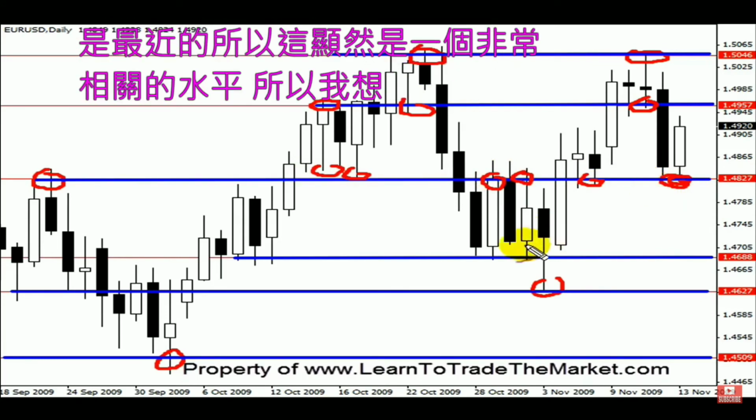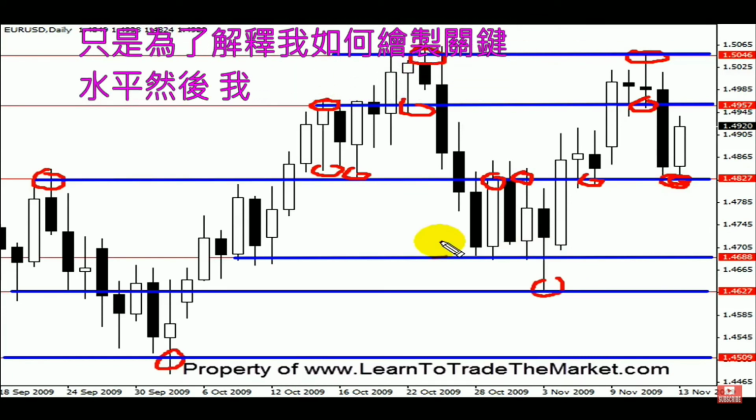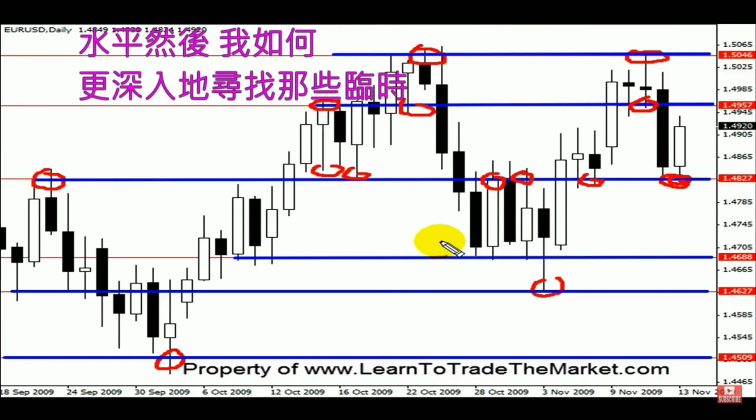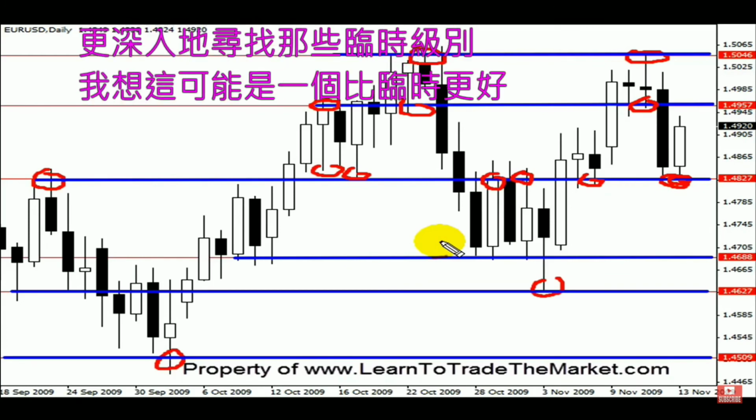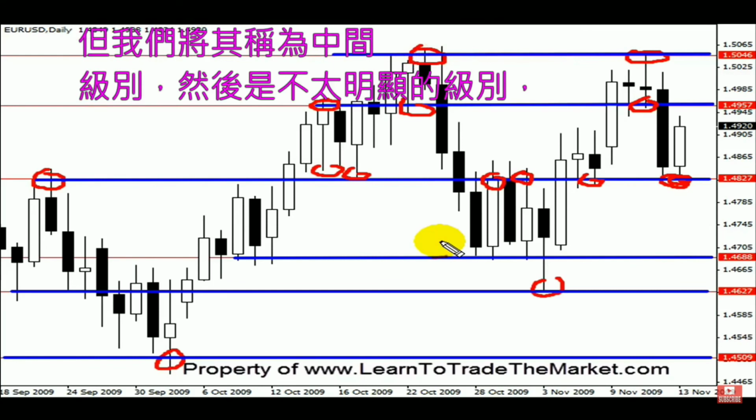So I guess this video is just to explain how I plot the key levels and then how I go in a little bit deeper and look for those interim levels. I guess there could be a better word than interim, but we'll call them the in-between levels, and they're the levels that are less obvious.